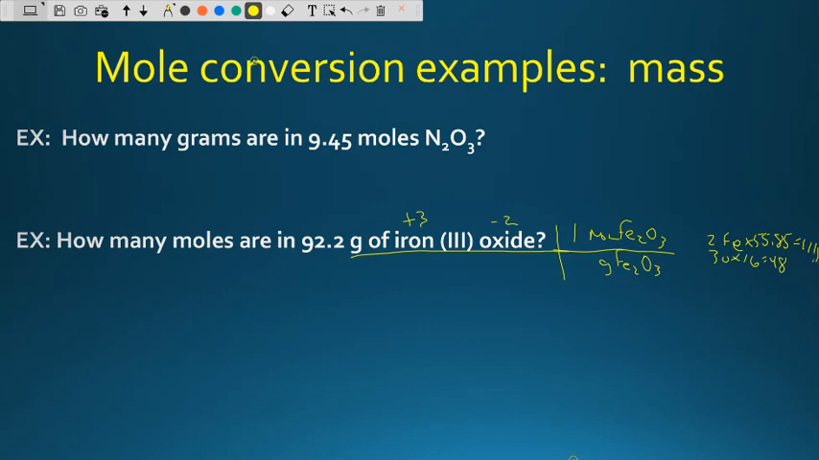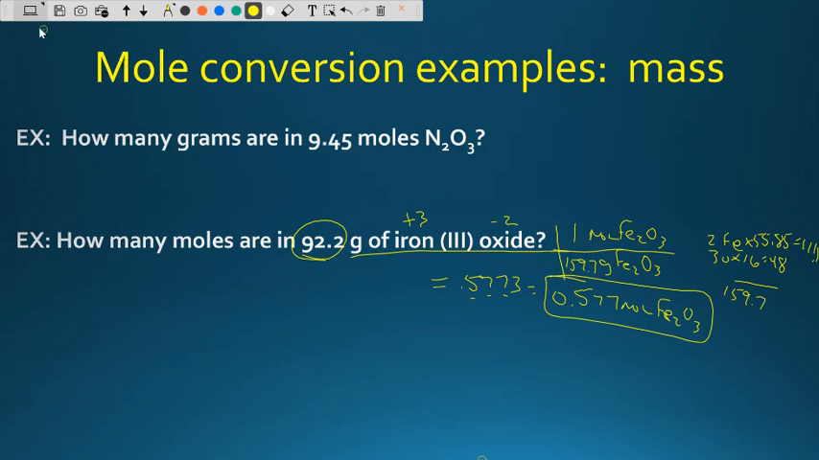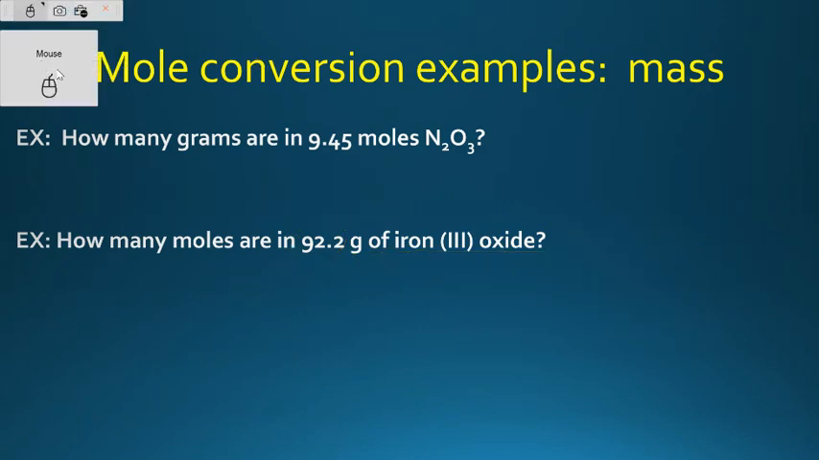111.17 plus 48 gives me a formula mass of 159.7. 1 mole is 159.7 grams. Okay, so if I multiply this one out, I end up with 0.5773, but we have 3 significant figures, 1, 2, 3. So that's going to give me a value of 0.577 moles of iron(III) oxide. Okay, so that's how we delineate all that and do a conversion using a dimensional analysis technique.